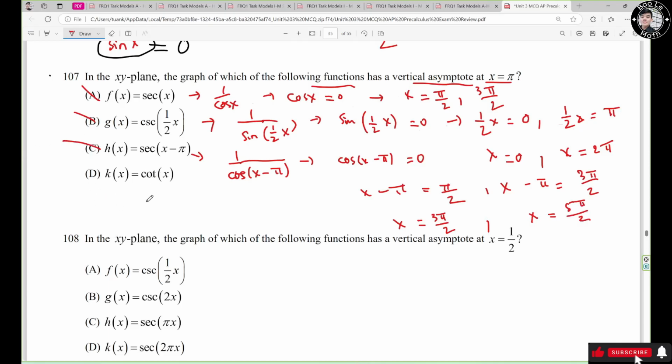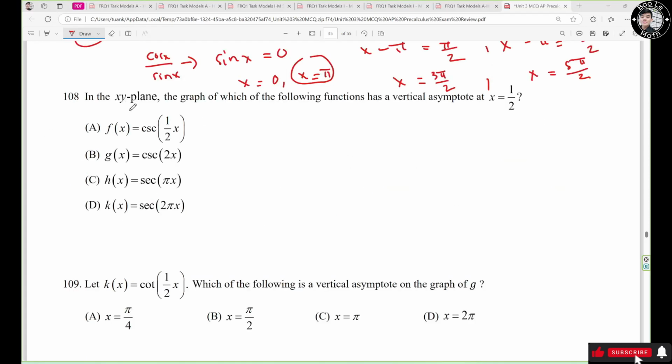Finally, cotangent s equals cosine s over sine s. So this one is undefined when sine s equals 0, and then s equals 0, or s equals pi within one cycle. So it matches this one right here. So the answer must be D.